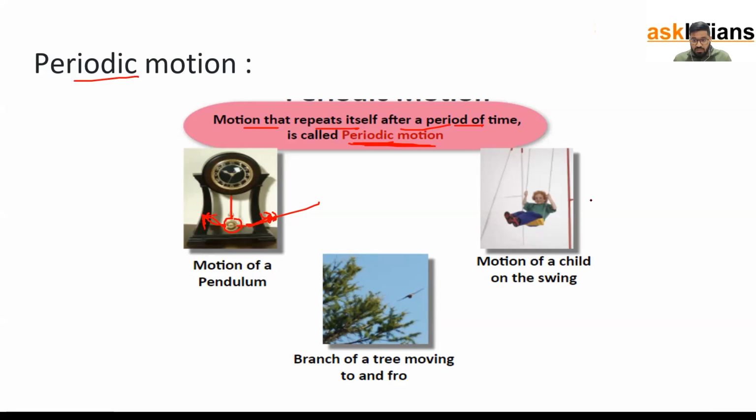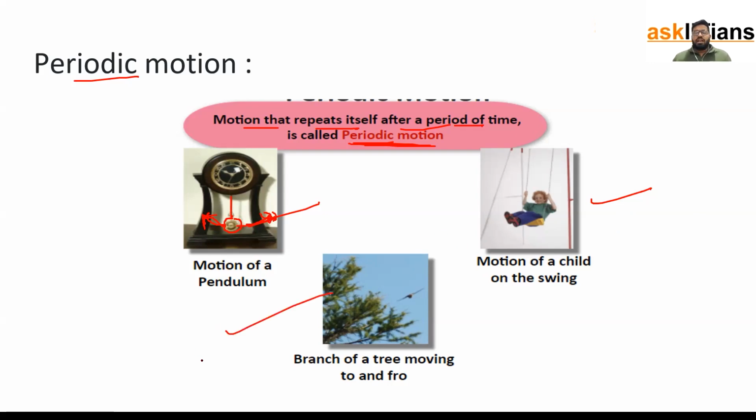Another example of periodic motion is the motion of a child on a swing. What is the motion on the swing? It will go upward, come back to the ground, and go backward. This type of motion is repeating itself on a swing, so that's why it is again considered periodic motion. Now the third example is a branch of a tree moving to and fro. During windy days, whenever wind is blowing, the branch of a tree moves like this. Due to the wind, it will move forward, come backward, move forward, come backward. So this is again repeating its motion, and that will also be considered periodic motion.